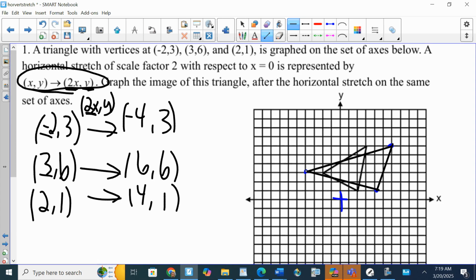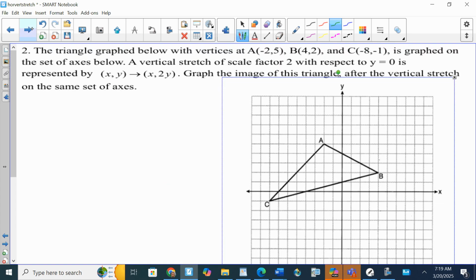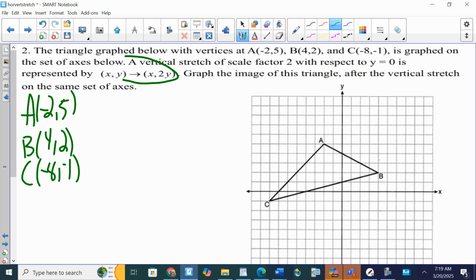Let's do one more. Again, it says 2x comma y. That's really all I'm looking at. This is saying keep the y, so 3, 6, 1 stays 3, 6, 1. It's saying to multiply the x value by 2, so I multiply the x values by 2. A is negative 2, 5. B is 4, 2. C is negative 8, negative 1. Blah, blah, blah. This is what it wants.